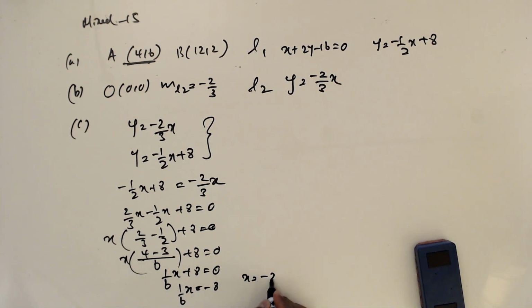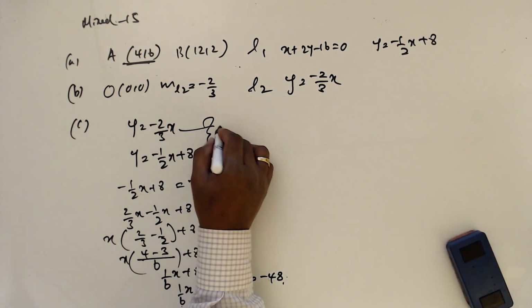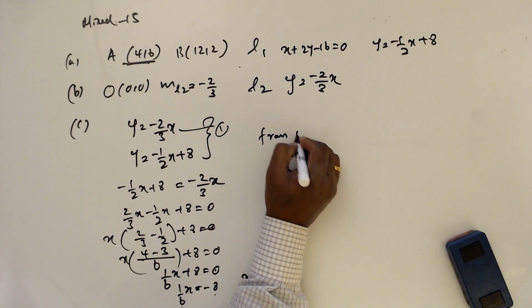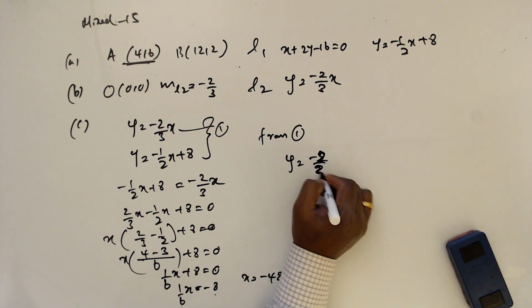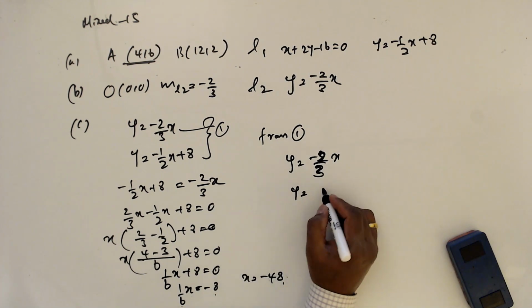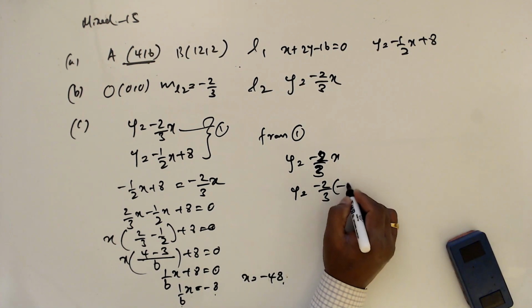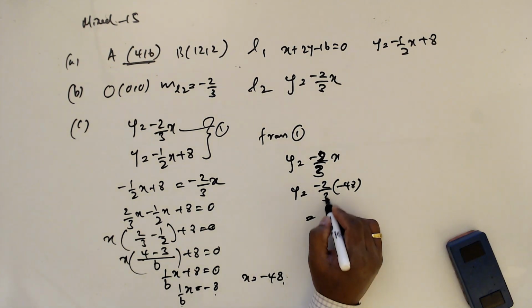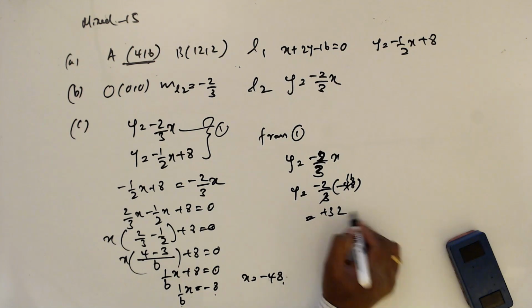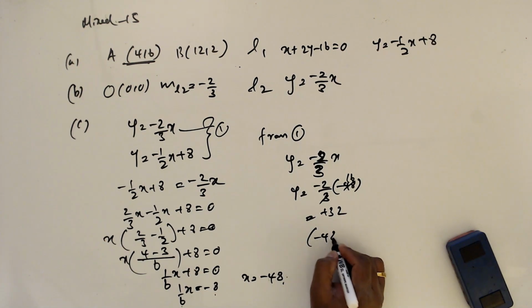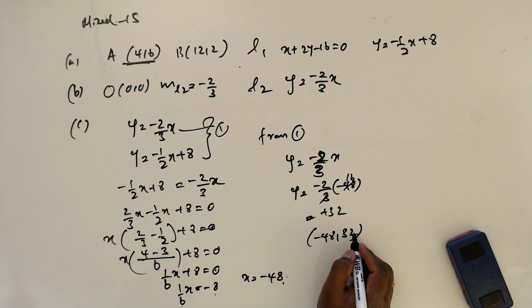x equals minus 24. Sorry, 6 times 8 is 48, so x equals minus 48. Then from line 1, y equals minus 2 over 3 x. y equals minus 2 over 3 times minus 48. 3 into 48 is 16, so this is plus 32. So the point is minus 48, 32.